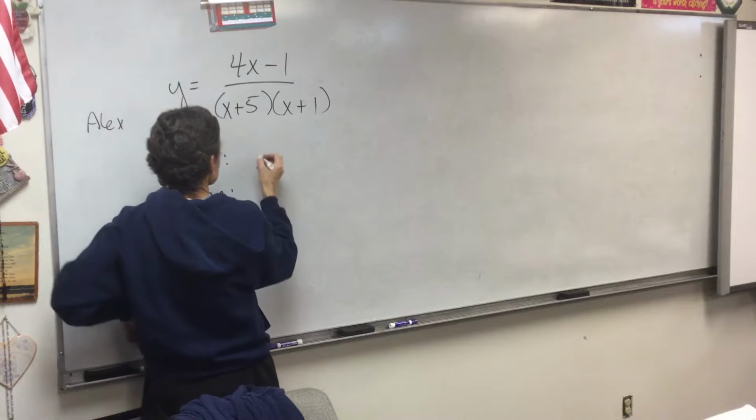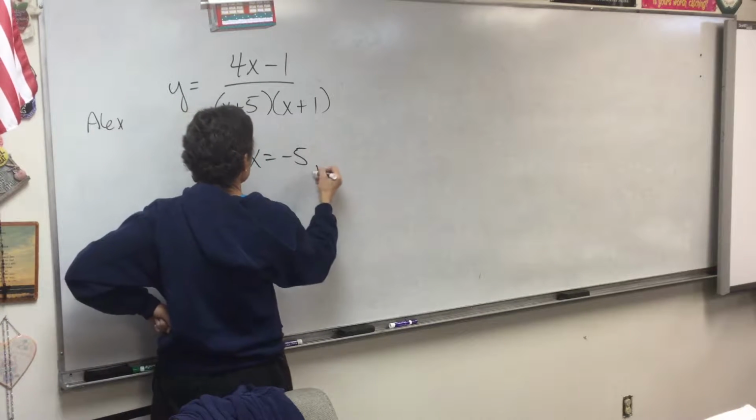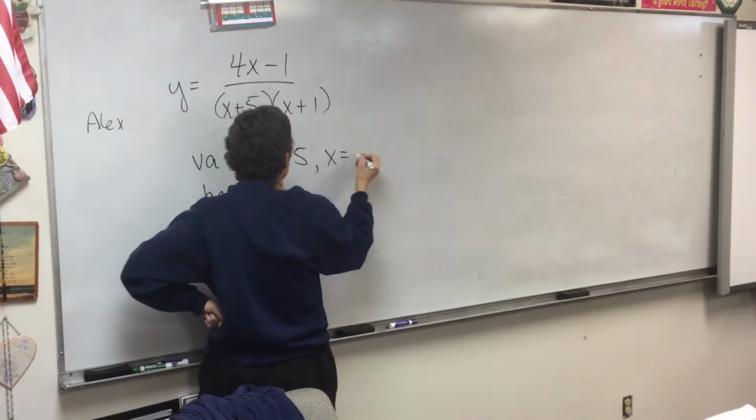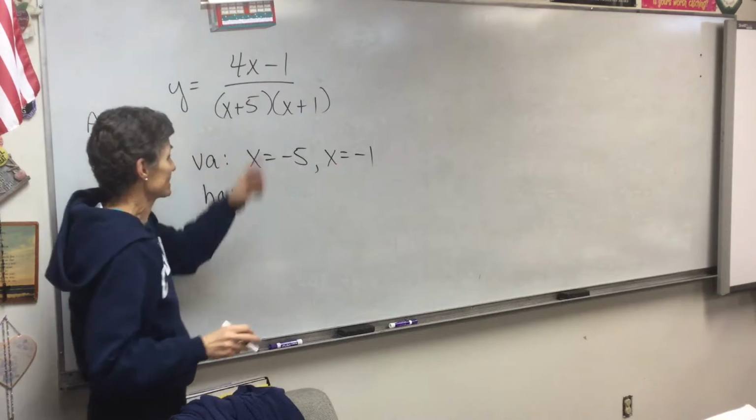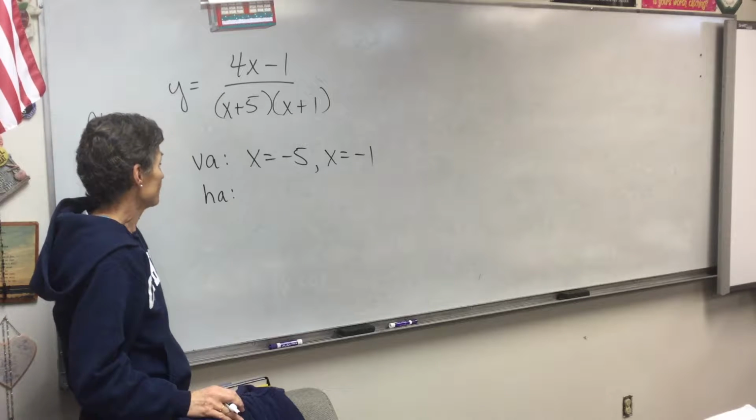So vertical asymptotes come from the denominator. So I'm going to have 2 of them. X cannot be -5 and X cannot be -1.